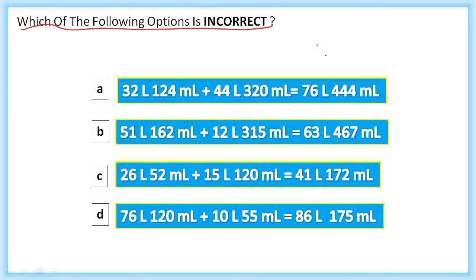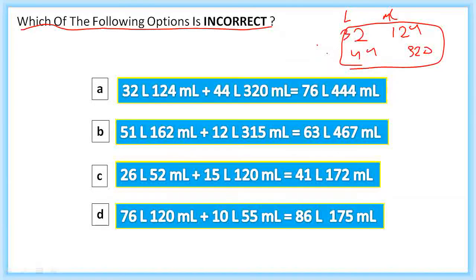Okay, time's up. This question we have to do the addition of this. Most of you might think that you're going to prepare a table like this, with 32 liter 124 milliliter, and 44 liter 320 milliliter, right? But this will actually take very long. So I'm going to give you a short trick.